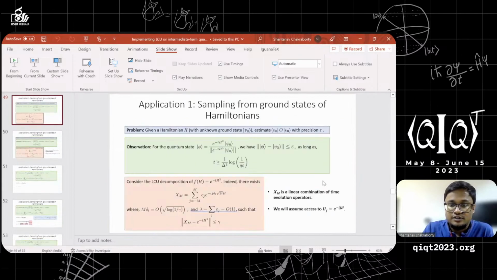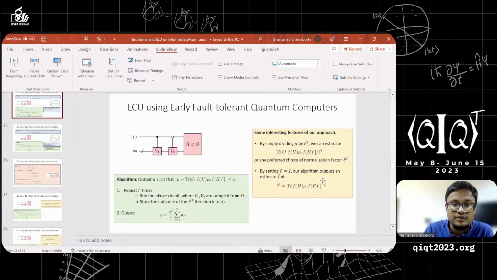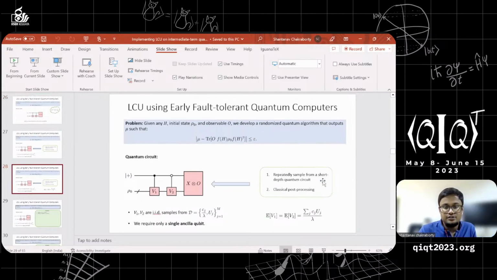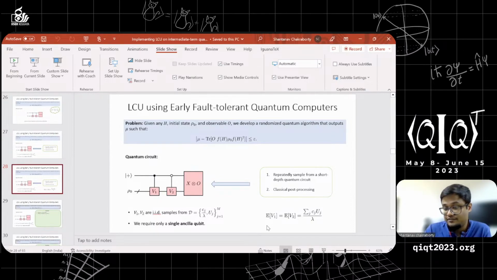So you are not doing it randomly, you are sampling it based on the weight of the LCU coefficients, right? So this is what you're doing. You are sampling V1 and V2, which are unitaries. These are any U_j, so you are sampling any U_j proportional to this probability, c_j divided by lambda. This is why it is good: the expected value of the sampling gives you the required LCU up to this 1 over lambda factor.